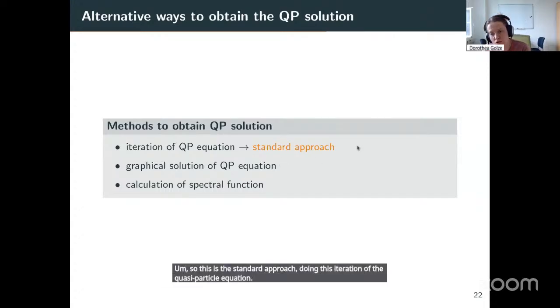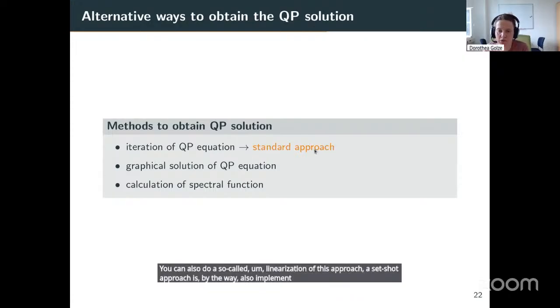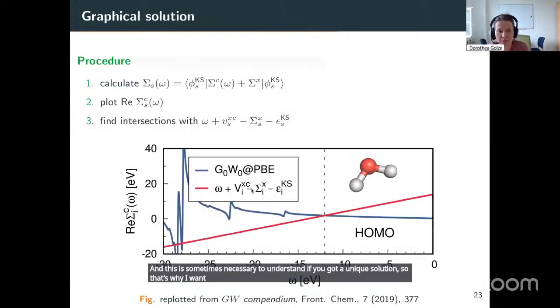You can also do a so-called linearization of this approach. A Z-shot approach is, by the way, also implemented in AIMS, but I would not recommend it. Other ways to get a quasi-particle solution are graphically, or to calculate a complete spectral function. And this is sometimes necessary to understand if you got a unique solution. So that's why I want to mention it.